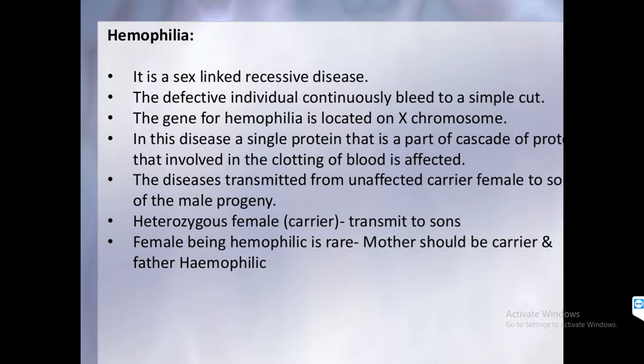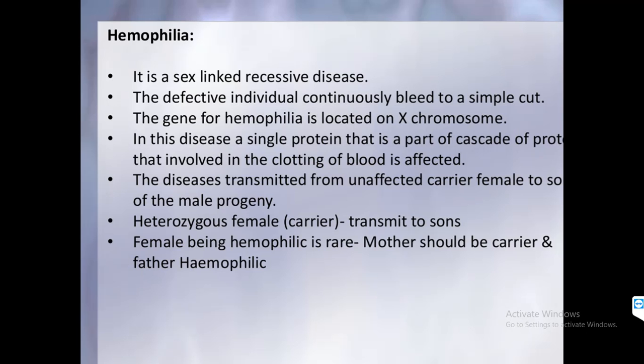The defective individual continuously bleeds to a simple cut. In this hemophilia, it is lethal because whenever a cut is made in any hemophilic person, the bleeding does not stop. So that means there is no blood clotting. So the alteration is in the blood clotting gene. So that's why the person bleeds for a very long time and the bleeding cannot be stopped, and that could also lead to the death of the person.